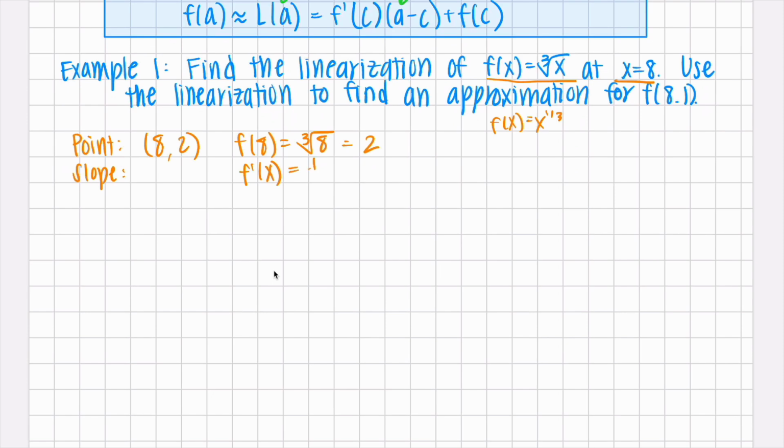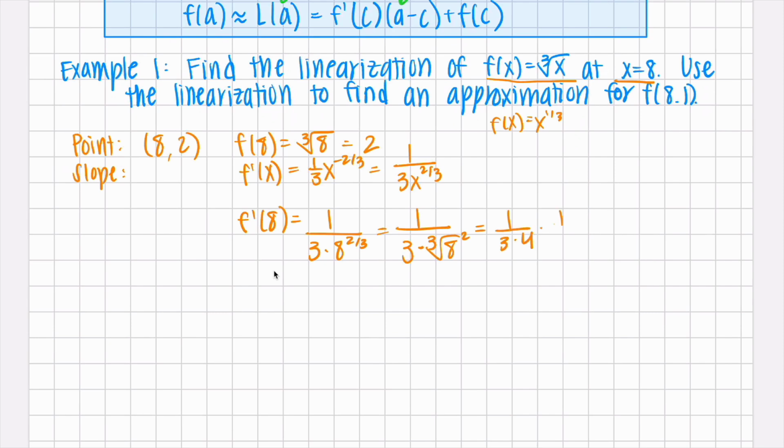So my first derivative is 1/3 x to the negative 2/3, or 1/3 over x to the 2/3. Plug in 8, we want the slope at x equals 8, so 1/3 times 8 to the 2/3. This is the cube root of 8 squared. Cube root of 8 is 2, 2 squared is 4, so I get 1/3 times 4, which is 1/12. So that is my slope.